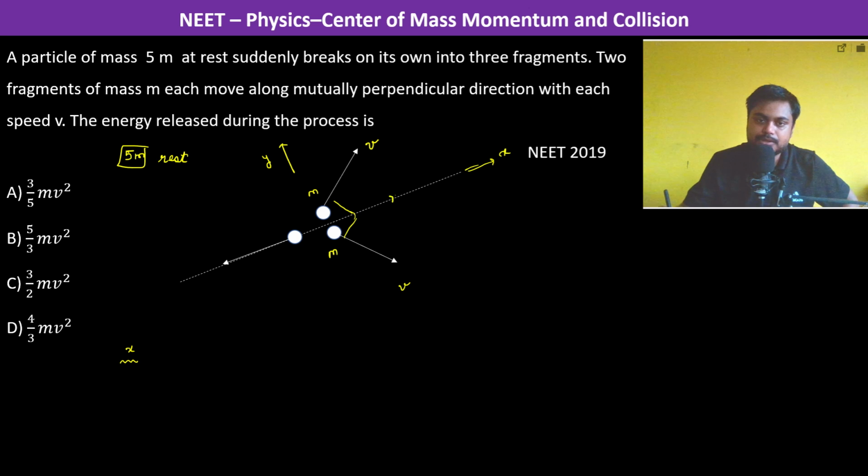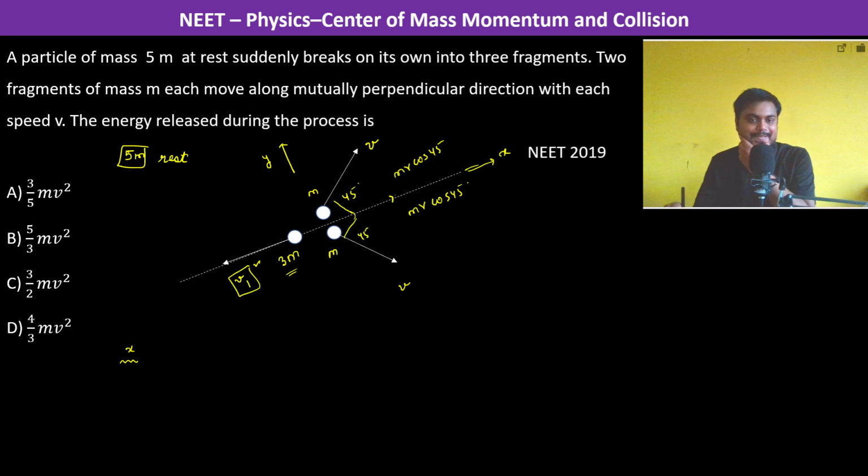the momentum here. This is 45 degree, this is 45 degree. So therefore mv cos 45 degree, and again here also mv cos 45 degree. Because initial mass was 5m, with m and m, the third fragment should be 3m. Let us say it's flying off with velocity v1.